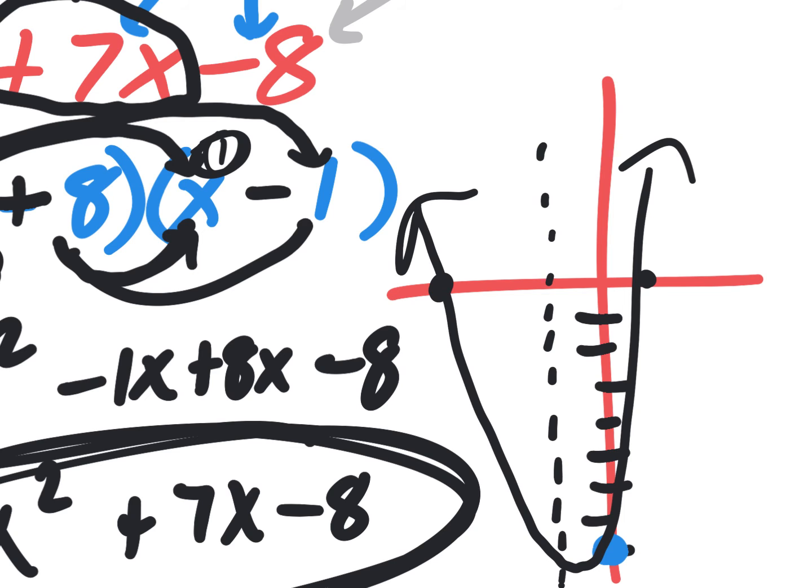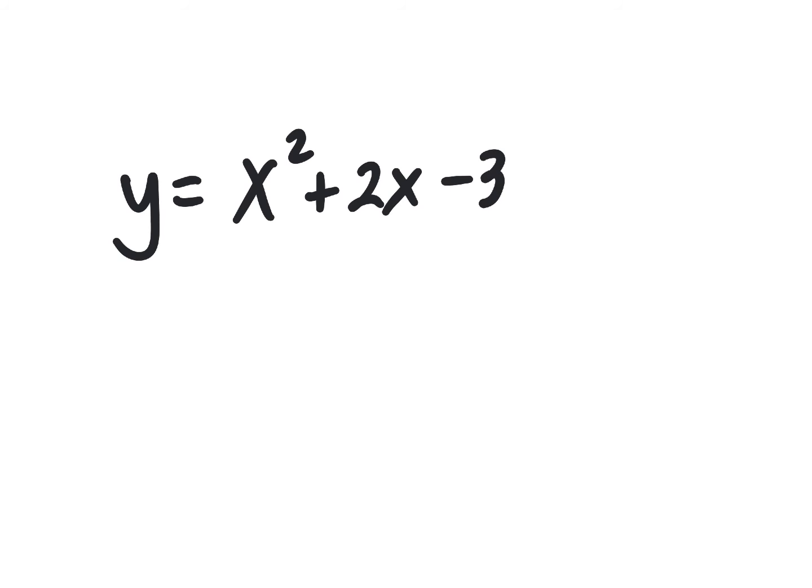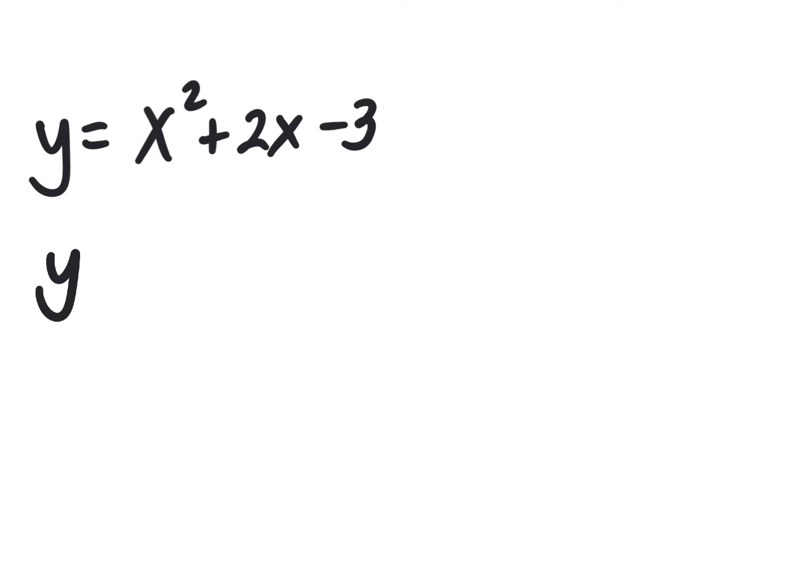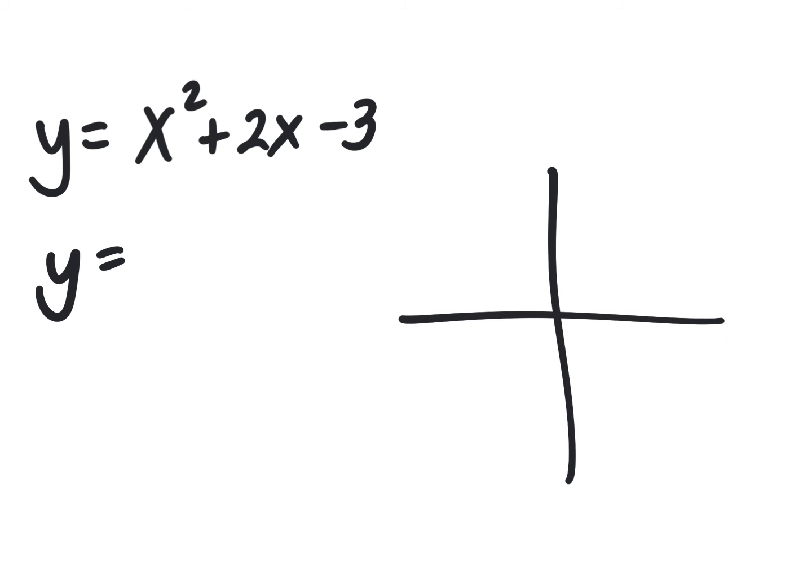Okay, let's give you one more try on that. Y equals x squared plus 2x minus 3. Would everybody please factor it and then make a sketch of what it will look like, because you'll know the x-intercepts and you already know the y-intercept. Pausing for a second while you give that one a shot.